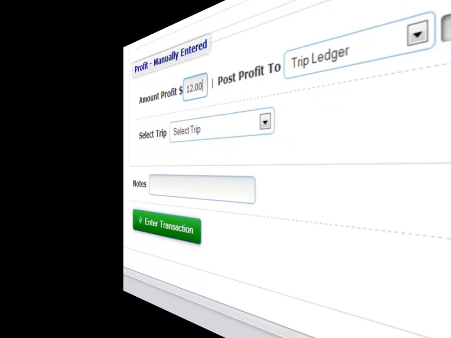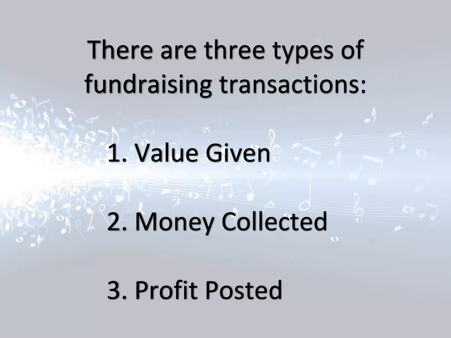Once you have set up your fundraiser regarding items and profit, there are three basic types of transactions. First, you can enter transactions for the value or number of items of product given. The second type of transaction is entering the actual money collected. This transaction posts to a bank account ledger. The third type of transaction is if you have chosen to manually enter profit earned. This type of transaction posts profit credit to the student or member's ledger. However, the money itself has already been accounted.